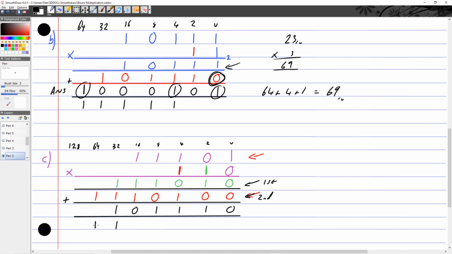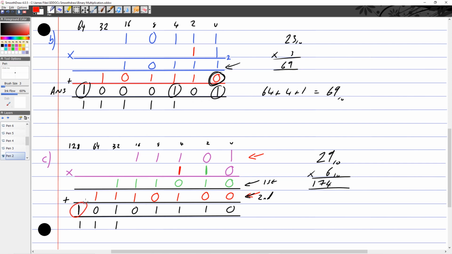Now we have 1 and 1 is 2, and we bring that 1 up. So the answer did overflow into the 128th column. So we're expecting our answer to be 120 plus 54, which is 174. So let's see if the answer is worth 174.